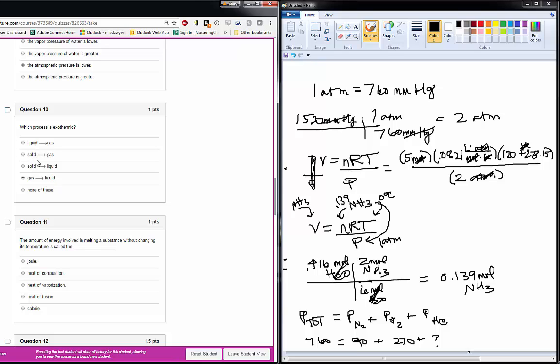These are the lowest energy state, going to higher energy states. And relative to gases, liquids are lower energy states. So all of these are lower energy states going to higher energy states.